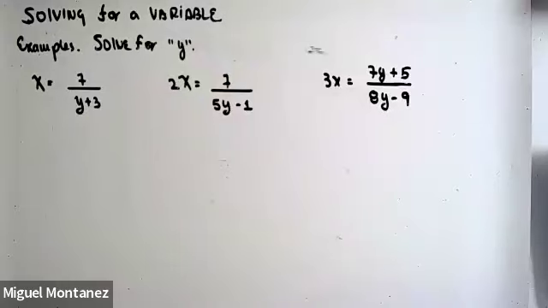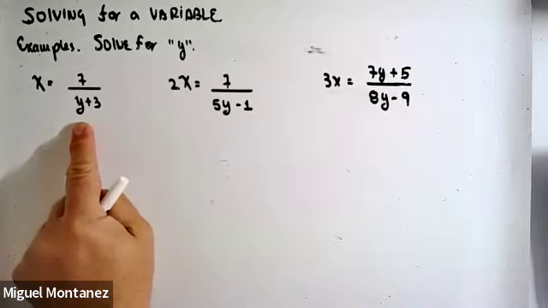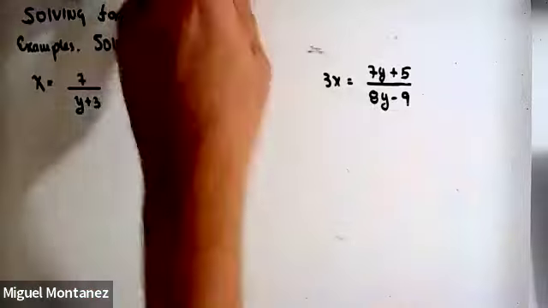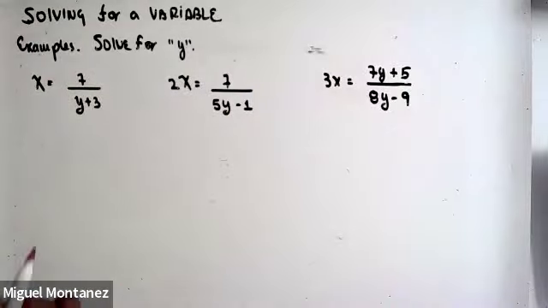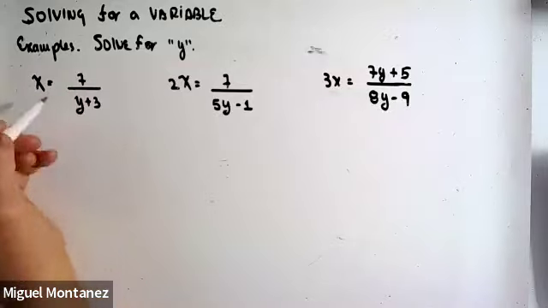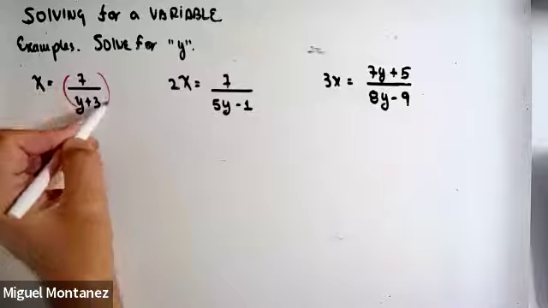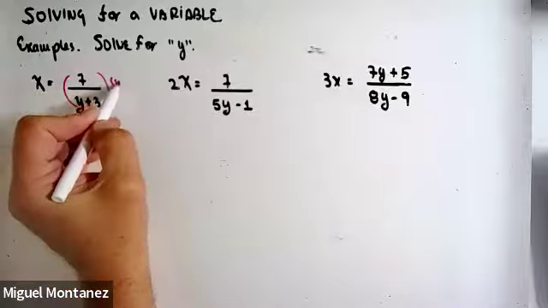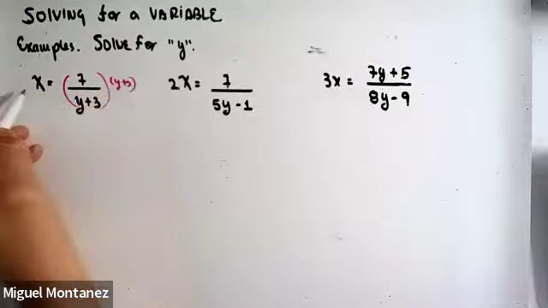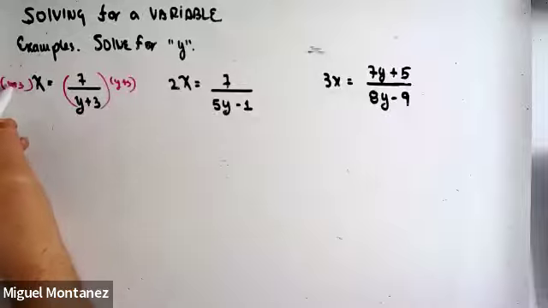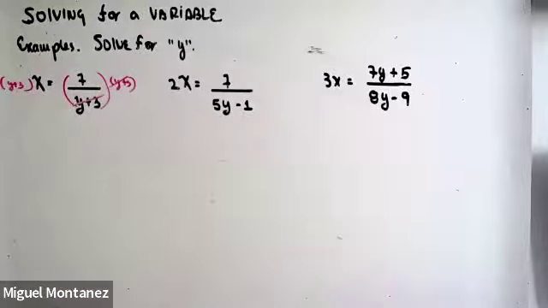Well, let's review how to isolate one variable from a given equation. For example, if I were to solve for y in this equation, my y is part of the denominator. So just to get rid of the fraction, of course, the LCD, in this case, we can multiply by y plus 3. Here, of course, it eliminates.